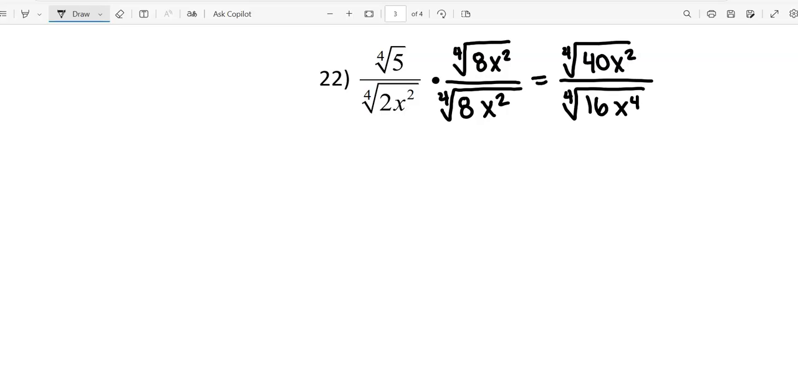40 breaks into 5 and 8. And neither of those are perfect fourth roots. 8 doesn't break into any fourth roots. So the 40x squared is going to stay underneath a fourth root. So that's going to be fourth root of 40x squared. What's the fourth root of 16? 2. What's the fourth root of x to the 4th? Absolute value of x. And we're done there.